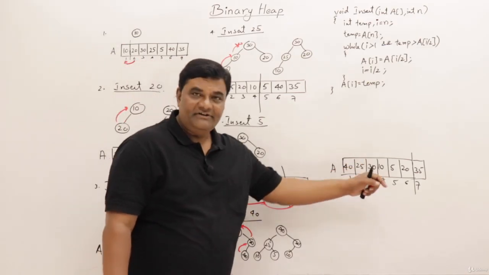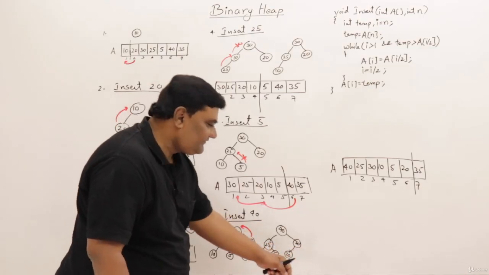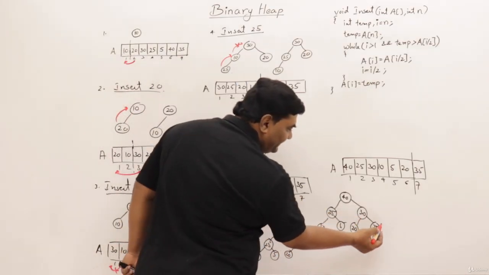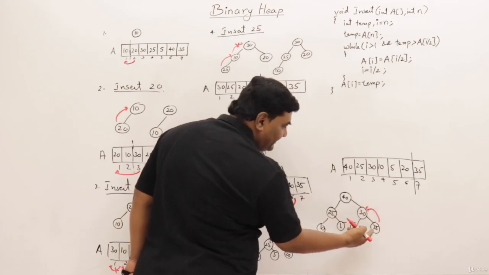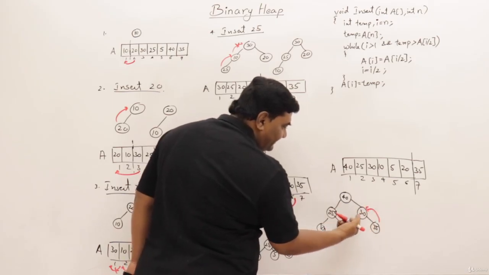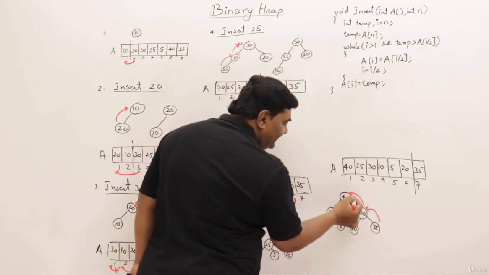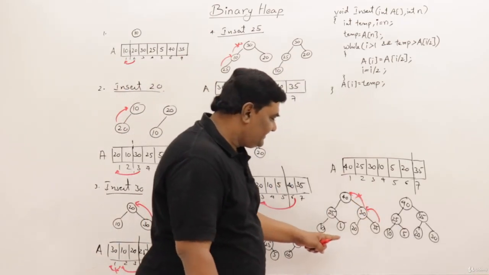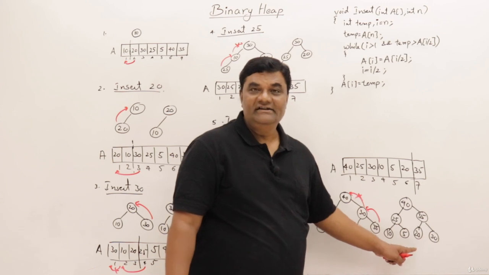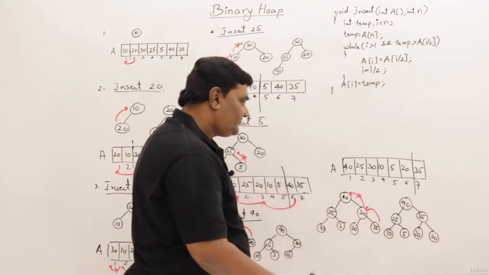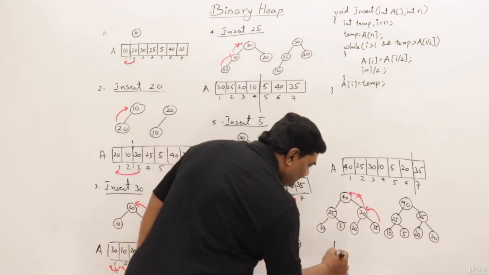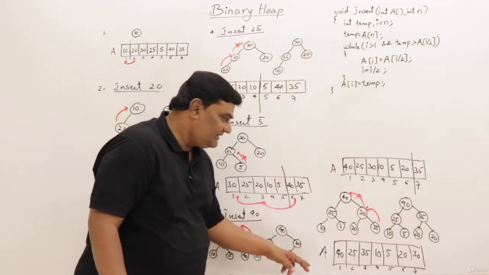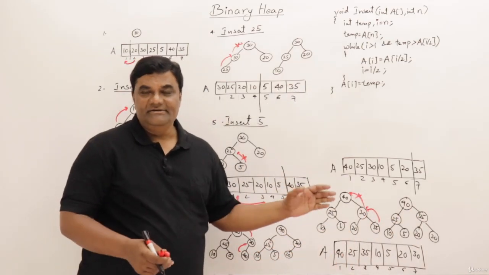Now the last element, 35, where will it come? It will come as a right child of 30. So I'll show it here. This is 35, newly inserted. It is compared with the parent. It is greater than this one, so it has to be swapped. And with its parent, no, it is not greater than that. So this is the resultant tree, the final heap, right? The elements in the array will be 40, 25, 35, 10, 5, 20, 30. So these are the elements in the heap. Finally a heap is created.